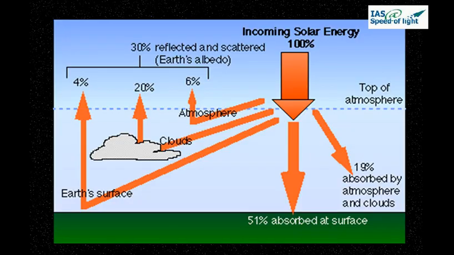So in this figure we can see 30% of the total insolation are getting reflected and scattered by the Earth's albedo: 6% by atmosphere, 20% by clouds, 4% by earth, snow or sand. Then the rest of the 70% gets absorbed at surface and absorbed by clouds and atmosphere. So that is how the incoming solar energy is distributed, and then Earth is maintaining perfect balance between the incoming insolation and the outgoing insolation, that is the scattered or the reflected from the Earth.